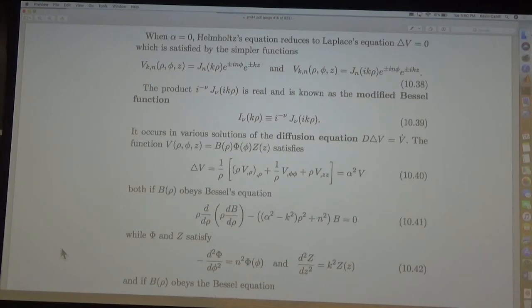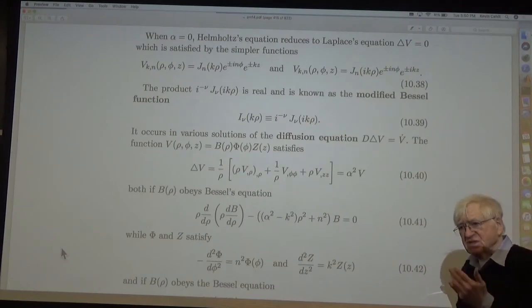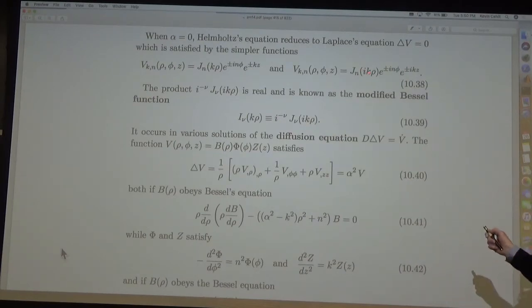And we'll get to them in just a second. The discussion on the previous slide simplifies when alpha is 0, and in that case the k term goes away, and so you just have Jn of k rho, or Jn of I k rho. So that's k equal to 0, you just have square root of minus alpha squared, and so, I'm sorry, it's alpha is 0. So you have Jn of k rho in the real case, and Jn of I k rho in the imaginary case.